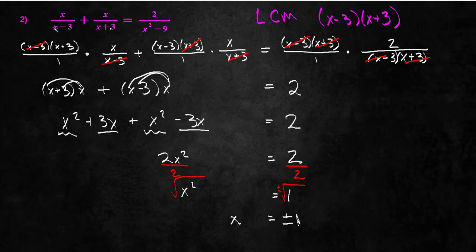Let's do the negative. Negative 1 minus 3 is negative 4. Negative 1 plus 3 is a positive 2. Negative 1 squared minus 9, that's going to be negative 1 times negative 1, which is positive 1, minus 9, so negative 8. None of those created a 0, so it's going to work with both solutions.